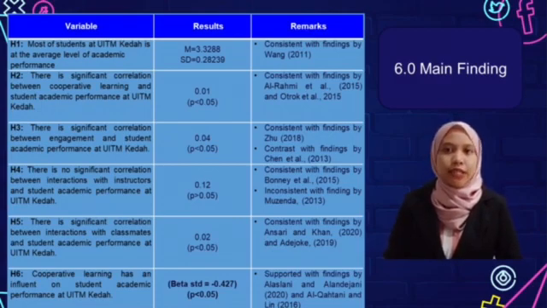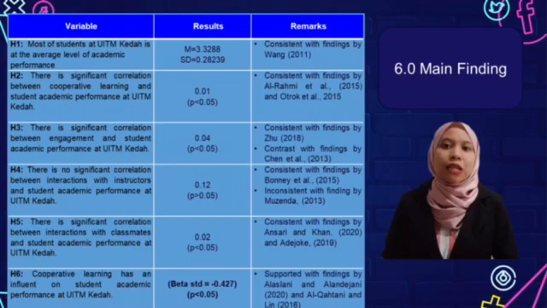For H6, this study considered that cooperative learning has an influence on students' academic performance at UITM KEDAH, since the beta standardized value is -0.427 and the p-value is lower than 0.05. That is more influential than the other independent variables, and it was measured by multiple regression analysis, which allows this study to assess the strength of the correlation with an outcome.